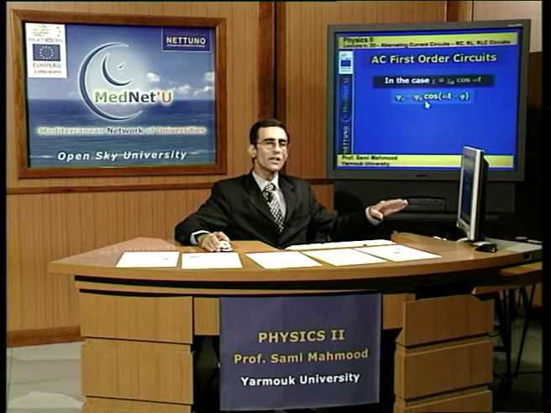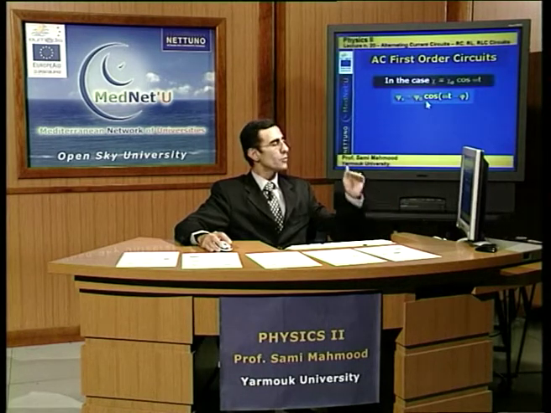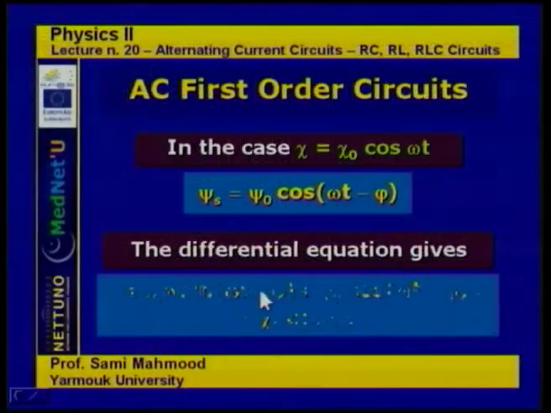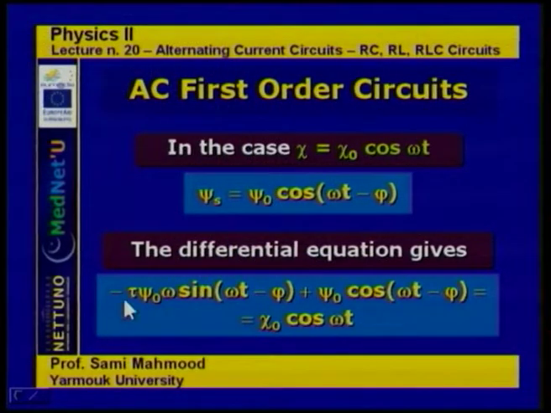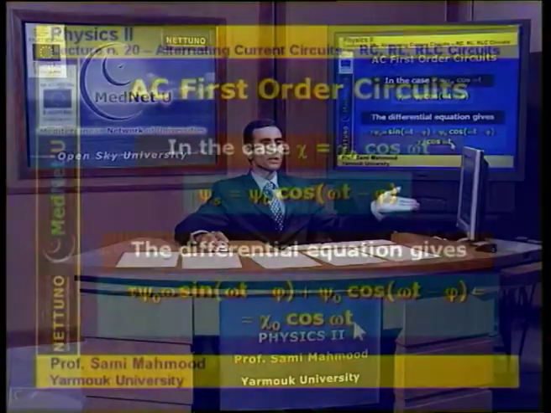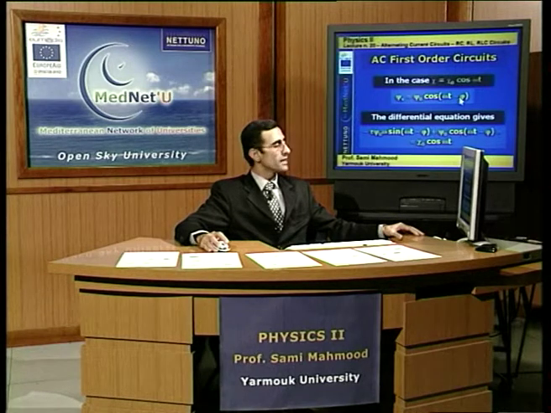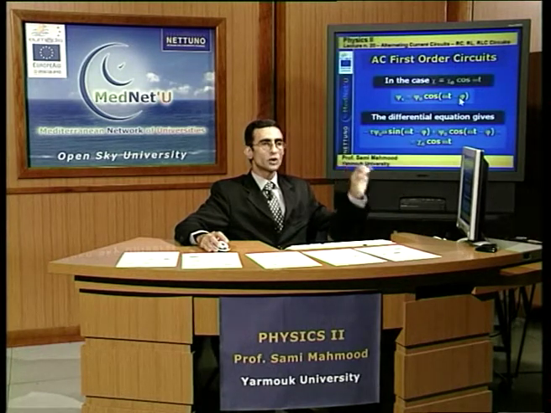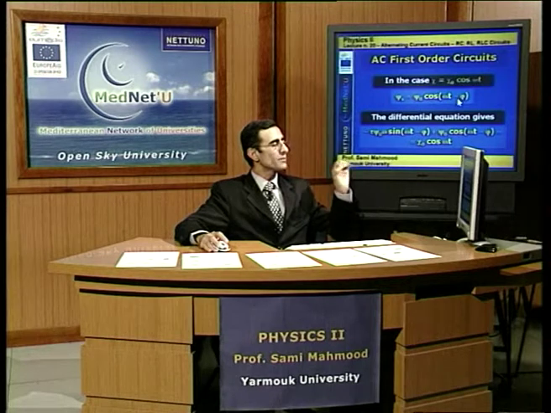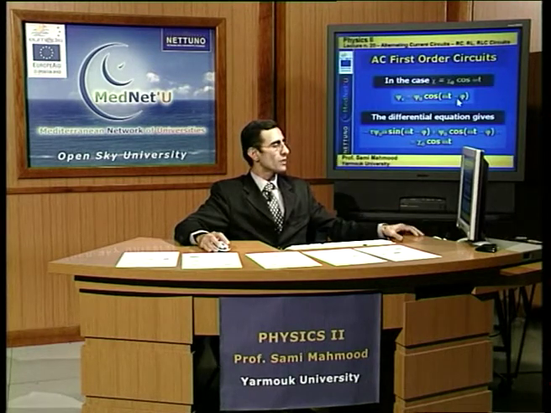So we start from this assumption, and then we put this solution into the differential equation. We get minus tau times psi naught omega sine of omega t minus phi plus psi naught cosine of omega t minus phi. That is equal to u of t, which is chi naught times cosine omega t. So this is the differential equation with this assumed solution in it. And now we are after determining this solution, basically determining psi naught and phi. That's what we are after.